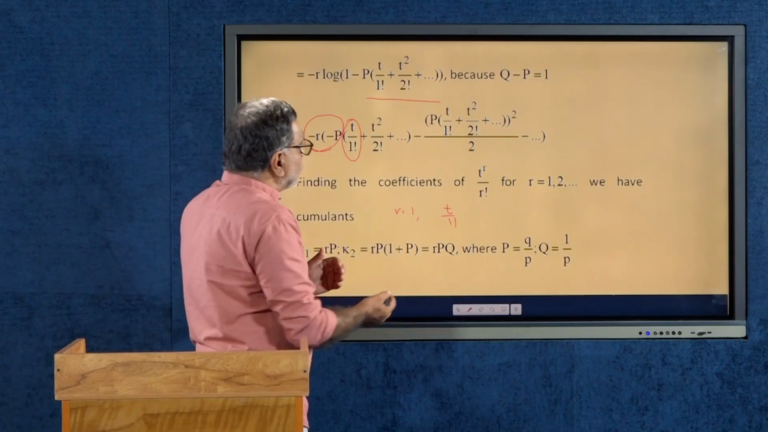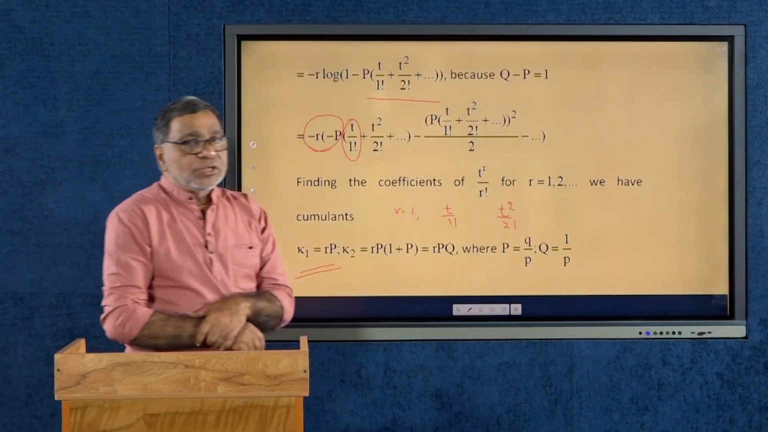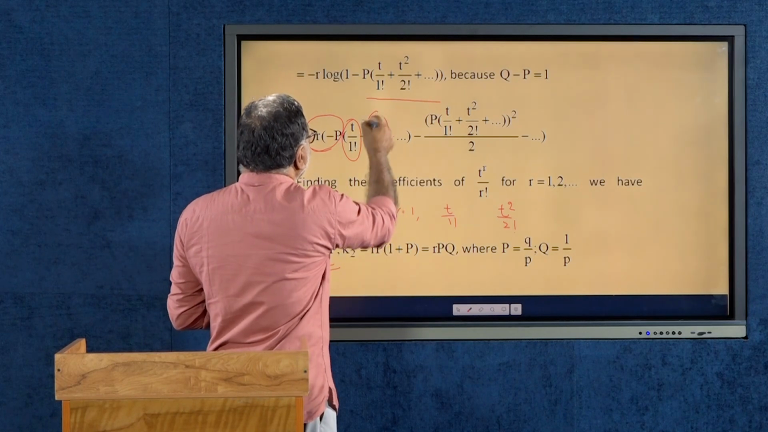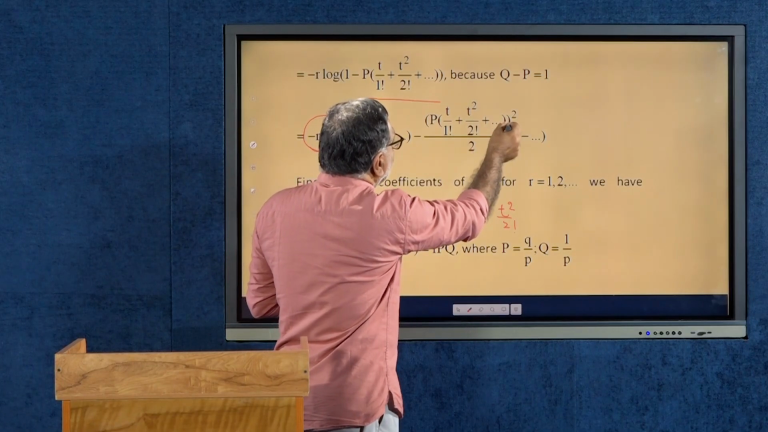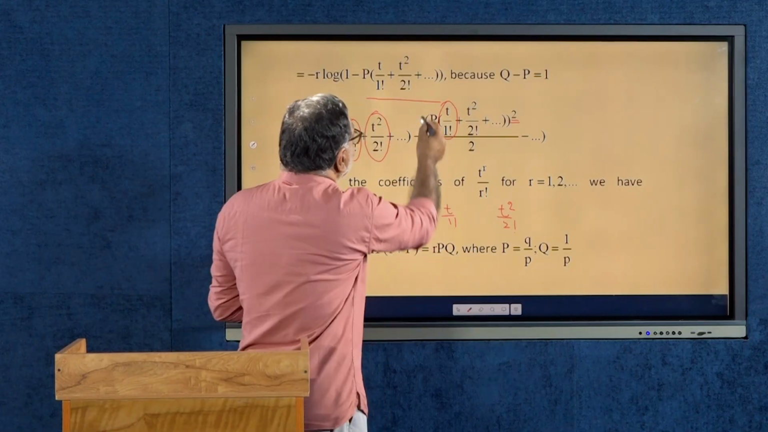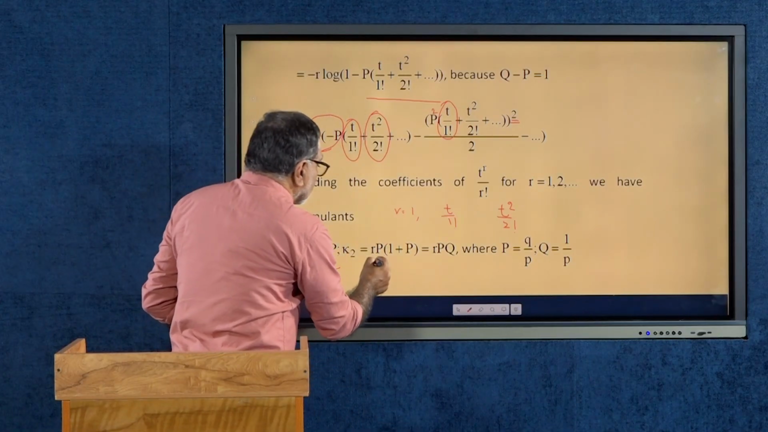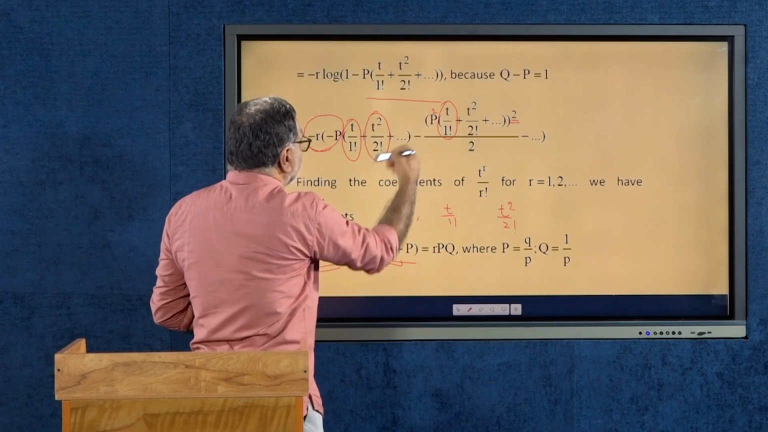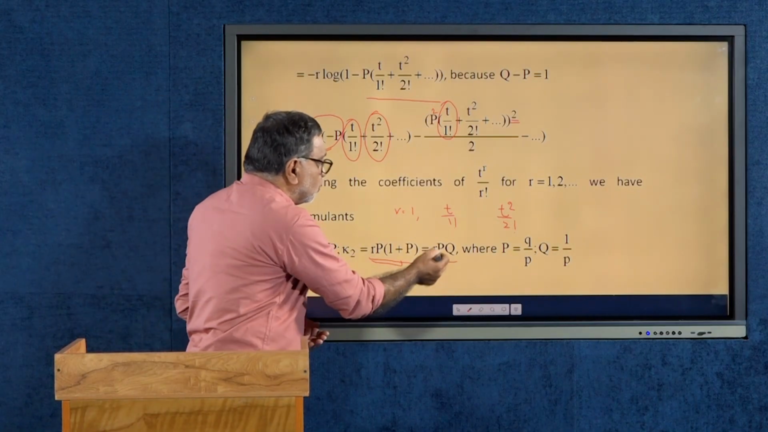And you find the coefficient of t square divided by 2 factorial. This is one of the factors, t square divided by 2 factorial, and this is squaring, so this is the factor t square. So, for t square by 2 factorial, the coefficient is p square. So, the value is equal to rp, and this minus becomes plus, so rp square. So, rp into 1 plus p, or rpq.